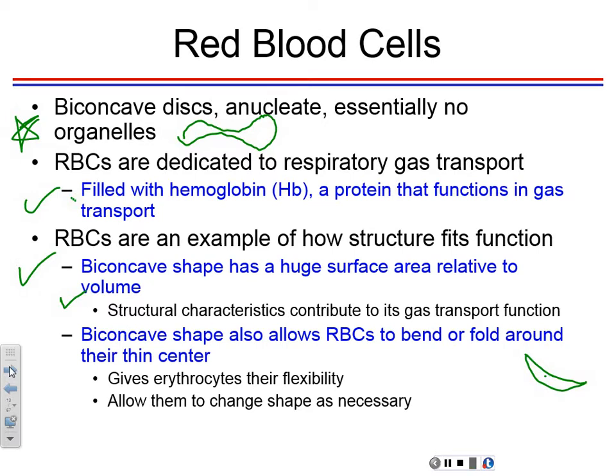So the concave shape allows them to bend around, be flexible. After about 120 days, it's pretty worn out, so therefore it's recycled. Most of the materials in the red blood cells are recycled, and we'll talk about that in a little bit. So it gives the erythrocytes their flexibility, allowing them to change shape when necessary.